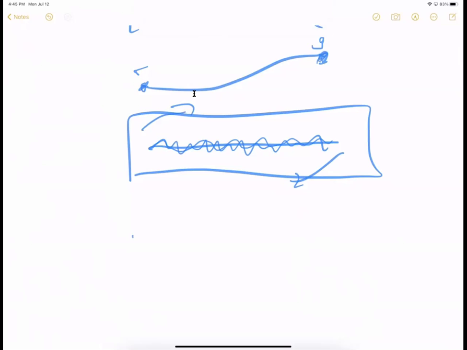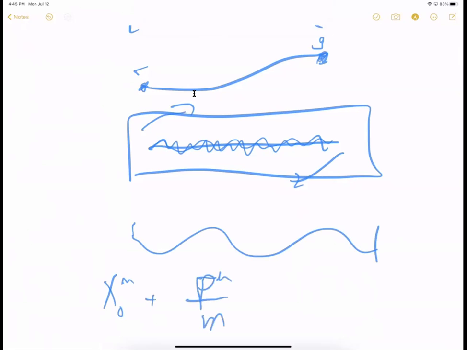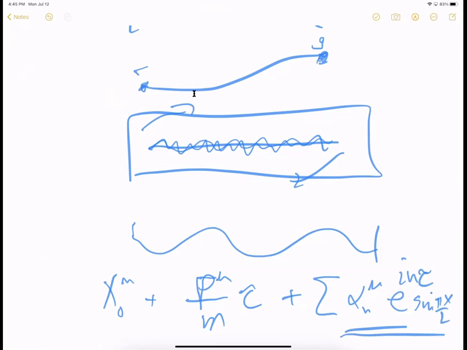But all right, you write a solution for the string. Well, what is it? You've got a position, and you've got some initial momentum, velocity, and then you have different modes of oscillation. So for each n, you've got some amplitude, e to the i, times time, and maybe sine pi x over L, something like this. You can expand the string in modes like this.